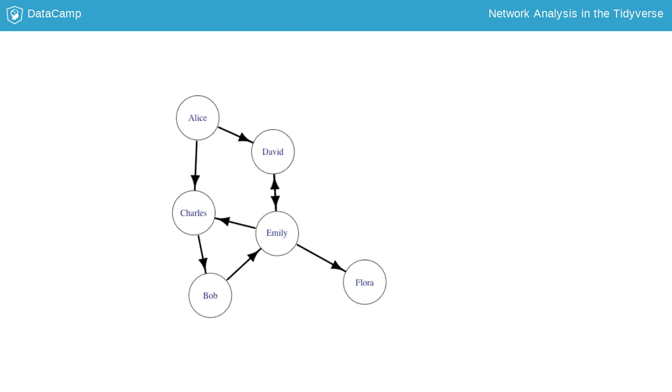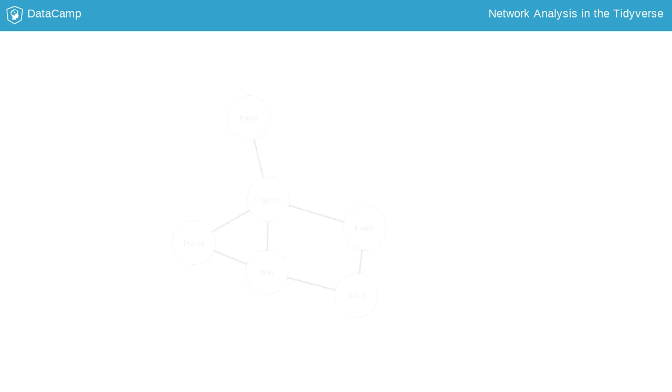Here you see a directed network with 6 nodes and 8 directed ties. In a directed network, ties have a direction, that is, there is a source and a target node. An example is Twitter, where there are followers and followees. Here, Bob follows Emily, but Emily does not follow him. David and Emily follow each other.